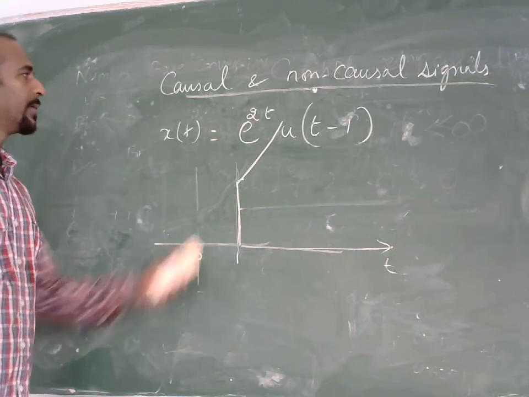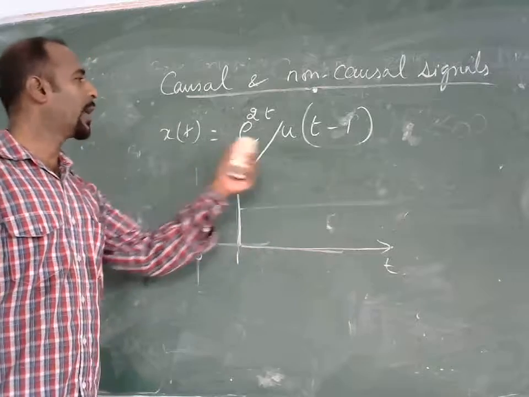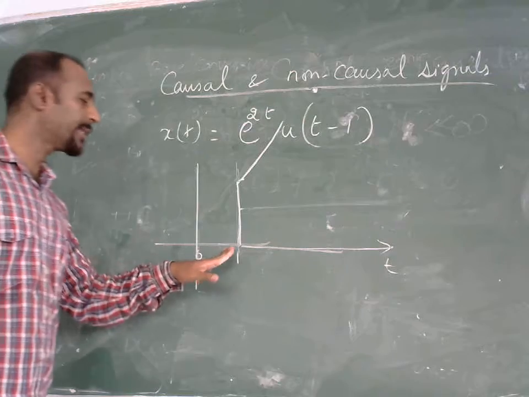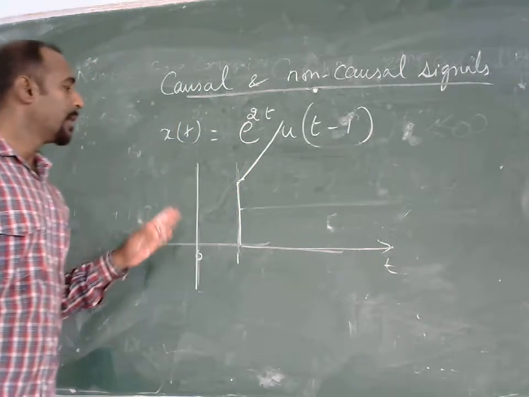This will be the resultant signal. So this is the signal that we are dealing with. Now, if you look at it, where does the signal start? It starts at t equals 1 and goes on up to infinity.